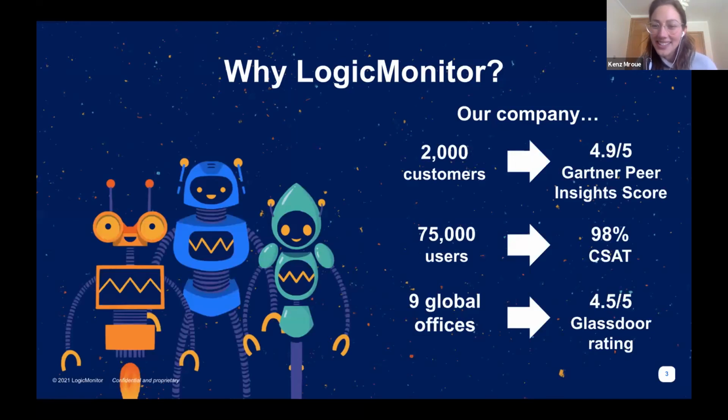A little bit on who we are. So LogicMonitor has 2,000 customers globally. As you can see, we have a very good Gartner Peer Insight score, 4.9 out of 5, which means that pretty much 90% of our customers have voted 4 or 5 for us to be able to get that score. But that doesn't just cover the number of users we have. So we have 75,000 users using LogicMonitor today. We have large managed service providers who are part of our customers, like NTT, where their customers also use LogicMonitor on a daily basis. And we have 9 global offices where we do follow the sun in terms of support.